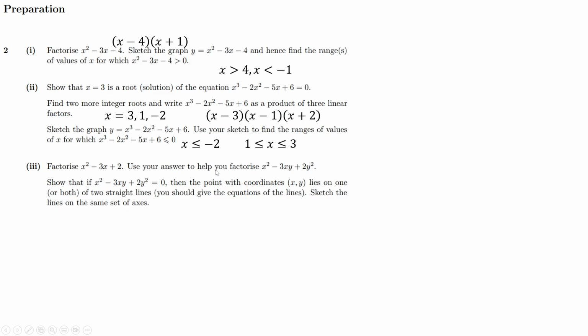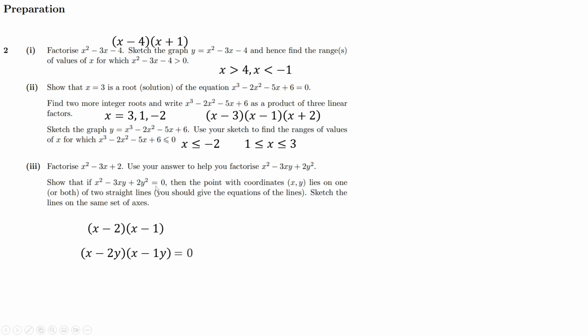Factorize this, and then use your answer to help you factorize this. This is x minus 2x plus 1. But the only way to get a y squared, to get from here to here, is we must do y multiplied by y. Now, the only other case where you would do y multiplied by y, something like this, is if there was a y here and a y here. So this is x minus 2y multiplied by x minus y. You can just expand out and then, you know, just to confirm.